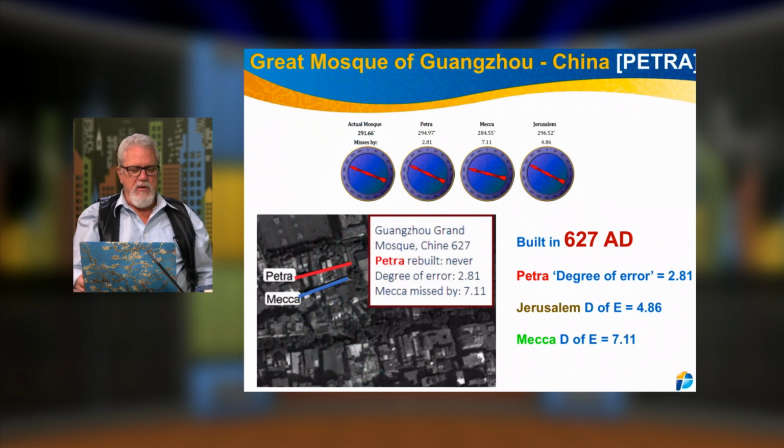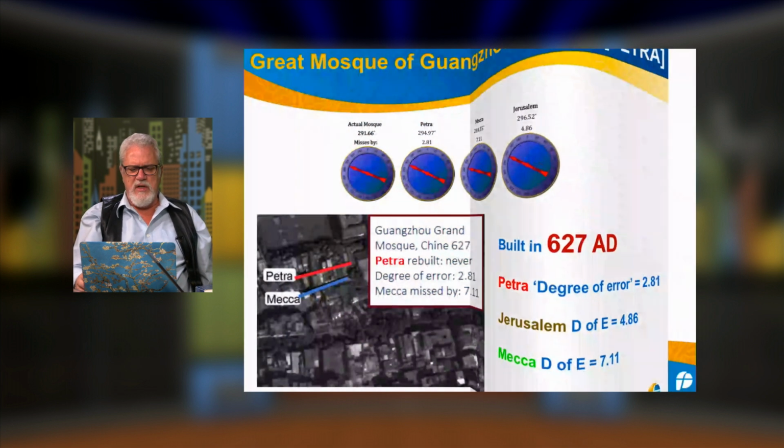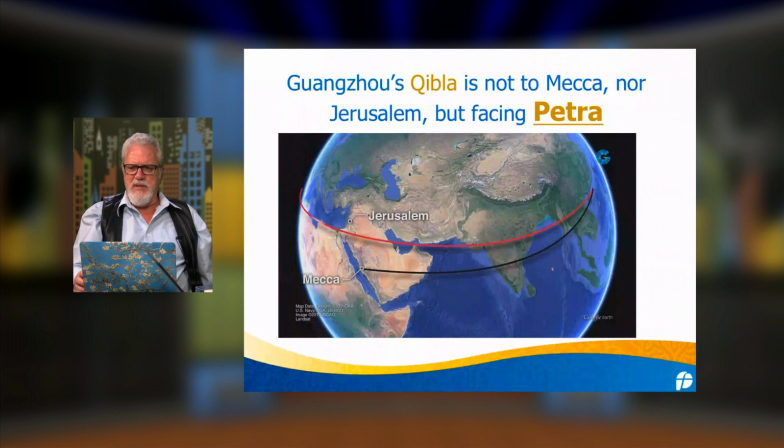Now you say, wait, China. Look at this map here. This is a Google map. Look how far away China is. From Mecca to Petra, you can see that by the time you get to the Middle East, there's a 600 miles difference between those two lines: the red line going through Petra and the black line going through Mecca. And the red line does not go through Jerusalem. It's very exact, 2.81 degrees. It's going straight through Petra.